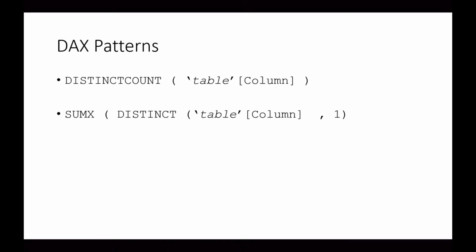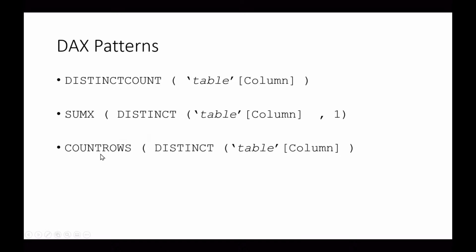The short answer, but I'll show this in my demo, is that DistinctCount will perform the work in the storage engine as much as possible, which can be very, very fast. Whereas this SumX distinct pattern tends to bring the data from the storage engine into the formula engine and do the work there. But hopefully my demo will explain that nicely, because I'm going to be showing you these two patterns.